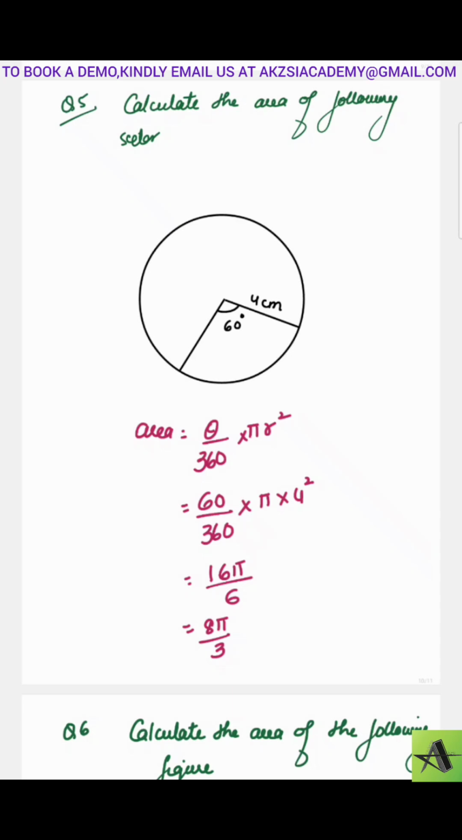So on plugging in the values of pi, I'll get 8.38 as the answer. This is in centimeters, so the answer would be in centimeters squared, because it's basically area.